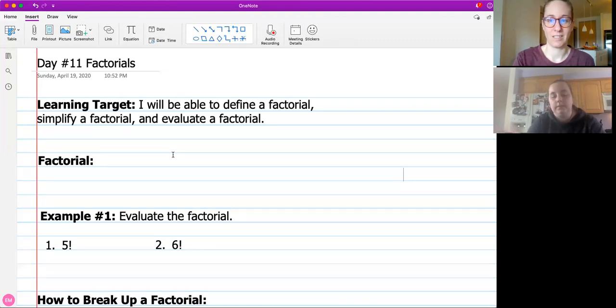Well, while my computer's thinking, a factorial is just an integer, and all of the integers before it multiplied to that integer. So if you had, say, 5 factorial, for example, you would have 5 times 4 times 3 times 2 times 1.